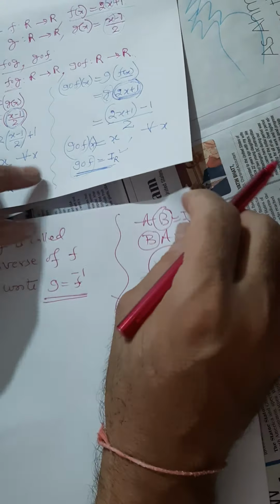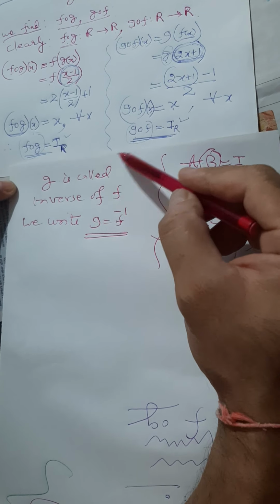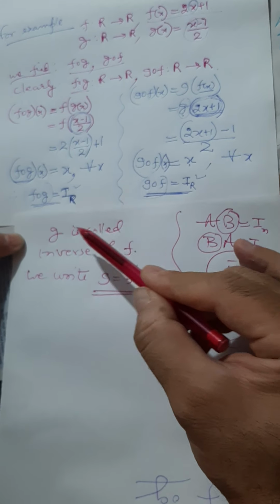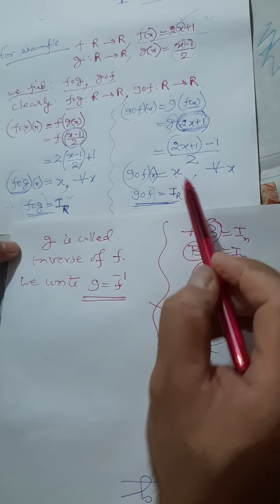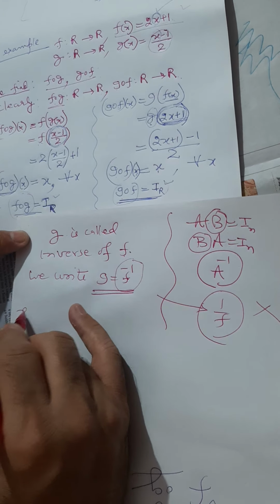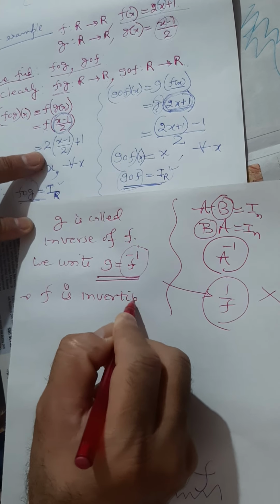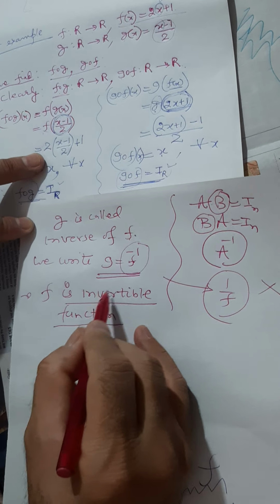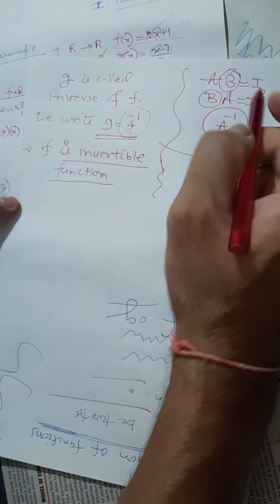We did in inverse trig function, if you remember. Even in matrices also we did same concept, but now this is for function. So when one function is said to be inverse of the other function, if their composition GOF and FOG both should be identity function, then this is called inverse of this, and we write raised to minus 1 symbol. And in this case we say that F is invertible function. Invertible function means it has an inverse.